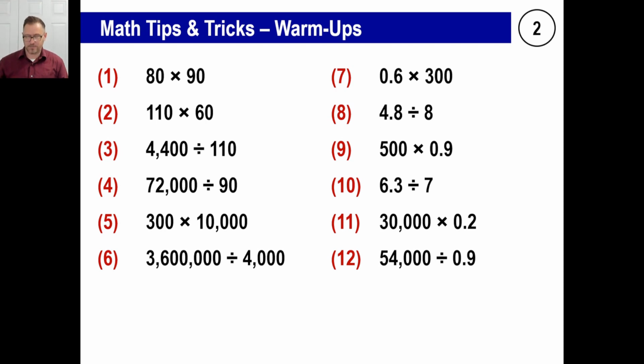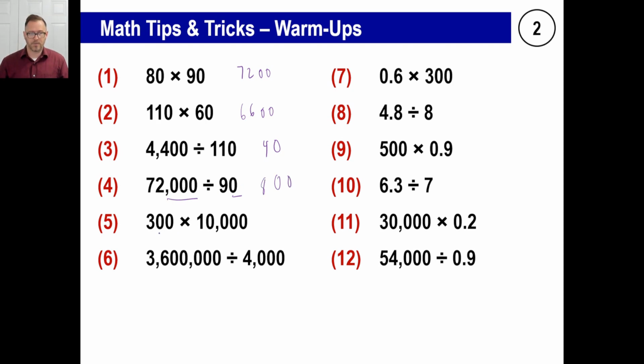Okay, you're back. Let's look at the first one. 8 times 9, 72. Zeros, 2 of them. There we go. 11 times 6 is 66, and 2 zeros. There we go. A division, so 2 minus 1 is 1 zero. 44 divided by 11 is 4. There we go. Division again, 3 minus 1 zeros is 2 zeros. 72 divided by 9 is 8.